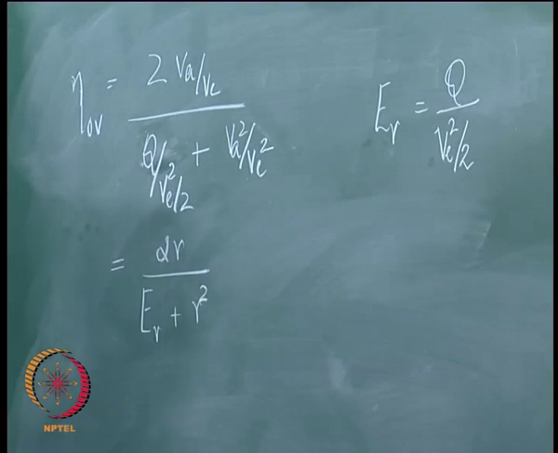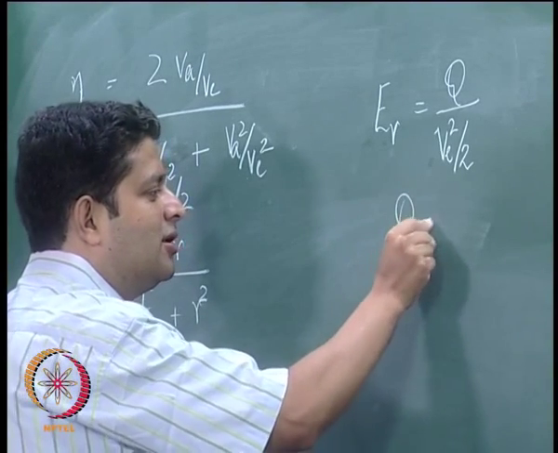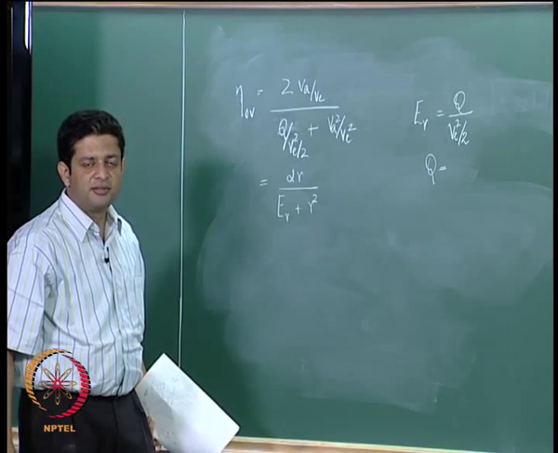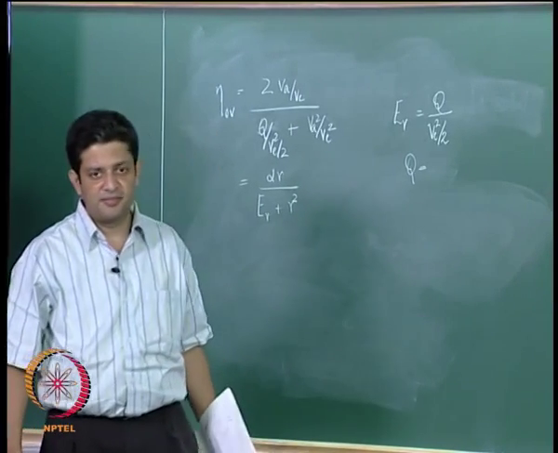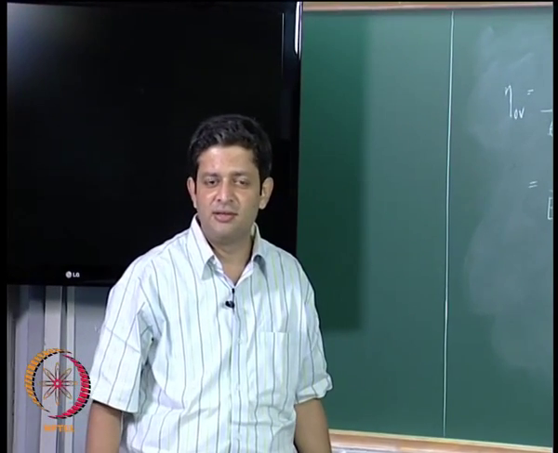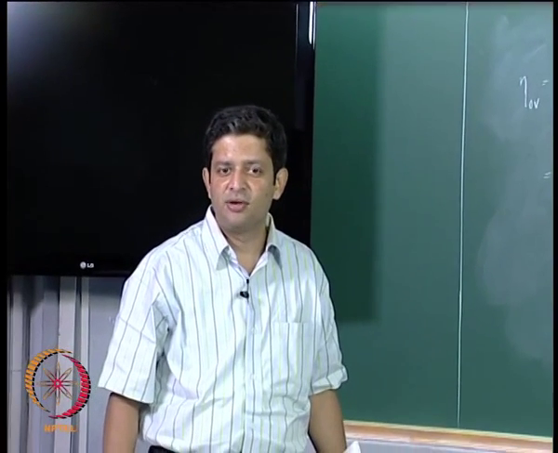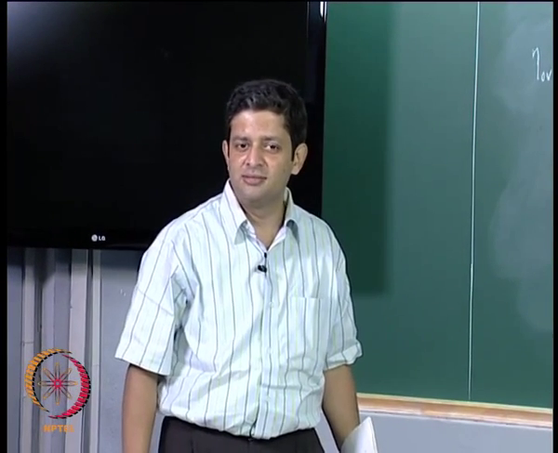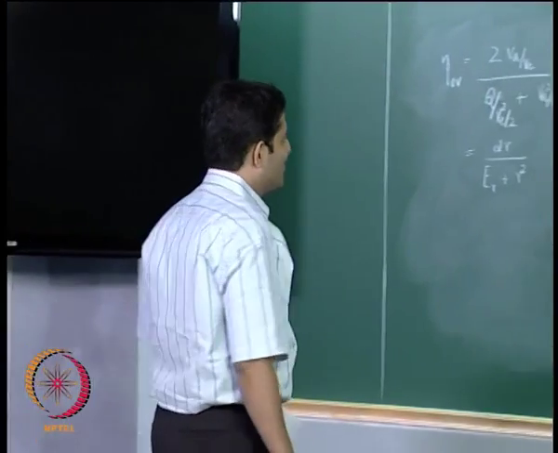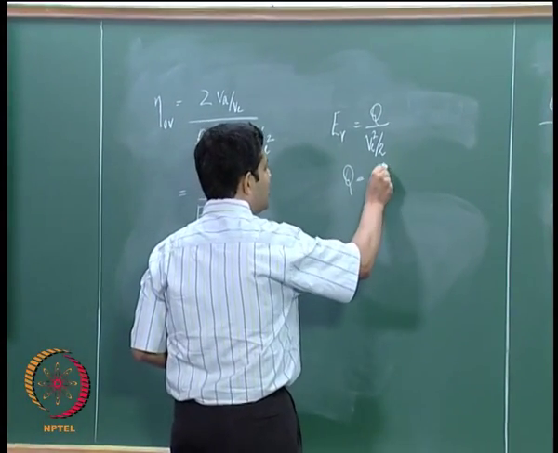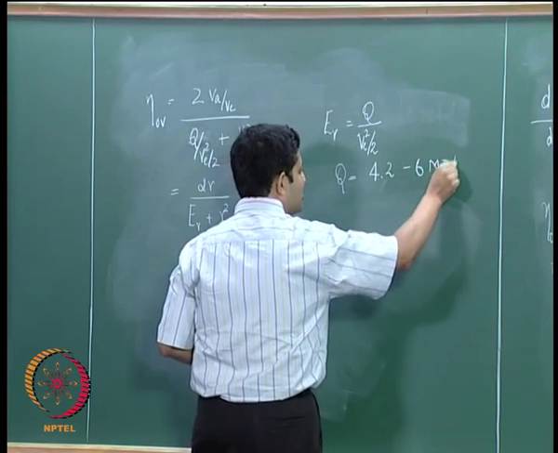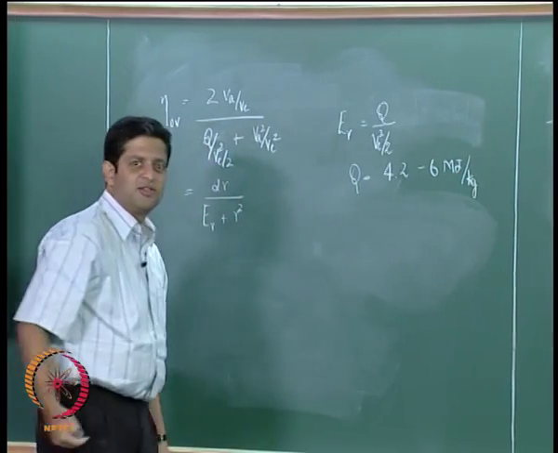Now, typical value of Q for the rocket, the heat of formation or heat of reaction. What is it? Q for kerosene is 42 megajoules. What do you think will be the Q for rockets, higher than that, lower than that? What do you expect it to be? Higher, sure. Actually, the Q would be something between 4.2 to 6 megajoules per kg. It is lower than that.